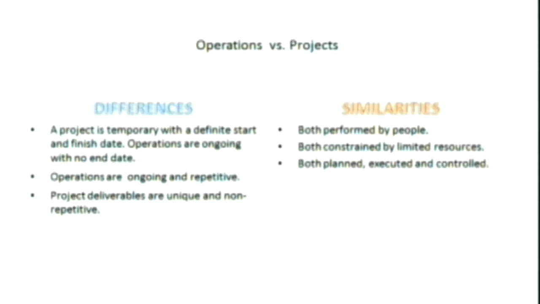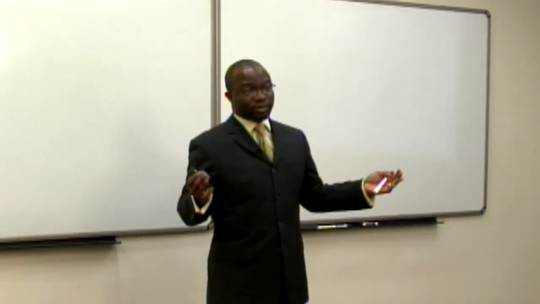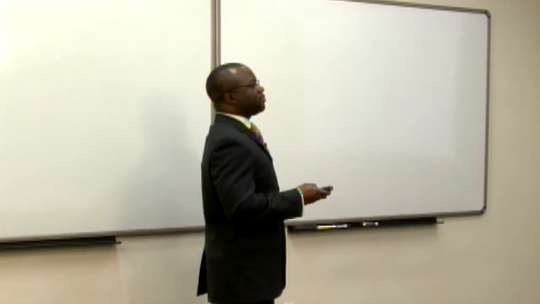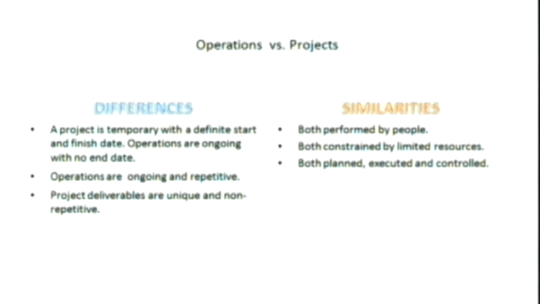But anyway, it's kind of similar to operations. Ongoing, no way out. Same thing day in, day out. Repetitive. And then project deliverables are unique and non-repetitive. But we find out that the same old bottle from the conveyor belt is going to be the same old thing. You would agree with that. Now, similarities between projects and operations, both are performed by people, both are constrained by limited resources, and both are planned, executed, and controlled. You need people to work on operations and projects. You need resources, you need capital to drive both.